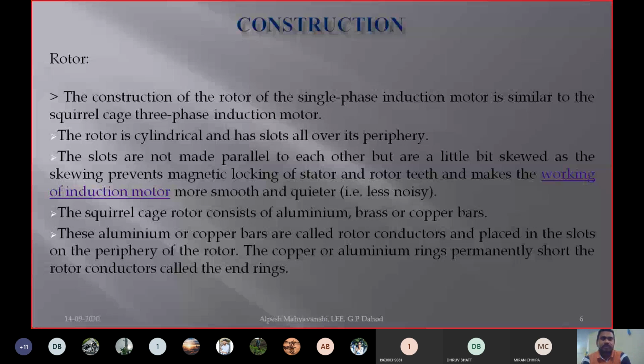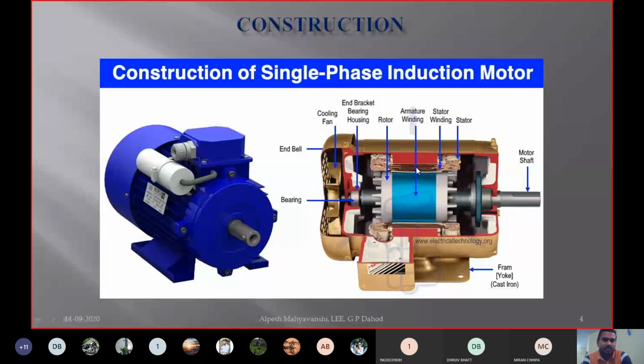What happens here is that on the outer periphery of the rotor slots are made. Now these slots are not exactly parallel to the stator slots, but a little bit skewed compared to them. So why is skewing required? Skewing means that in this shape slots are made, so it is not parallel to the stator.